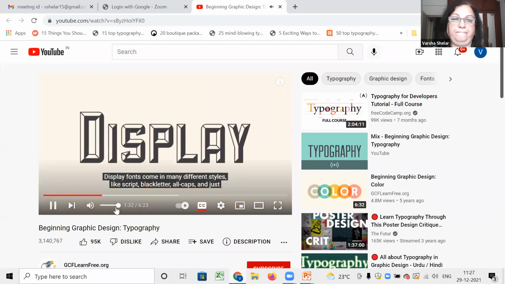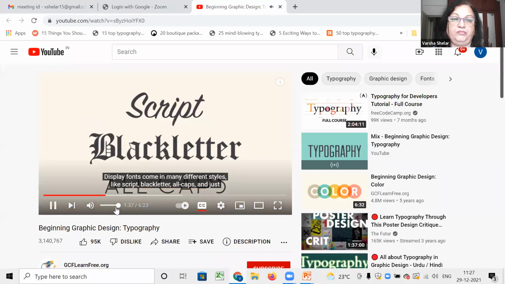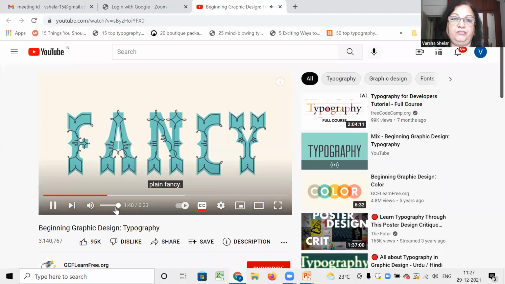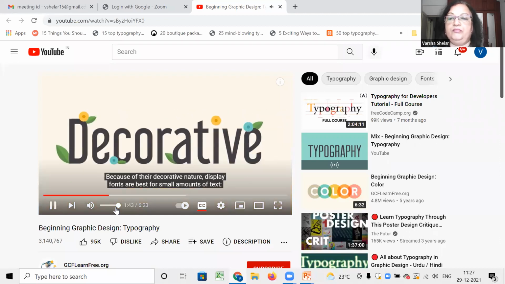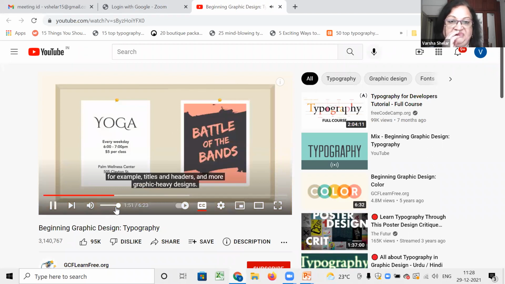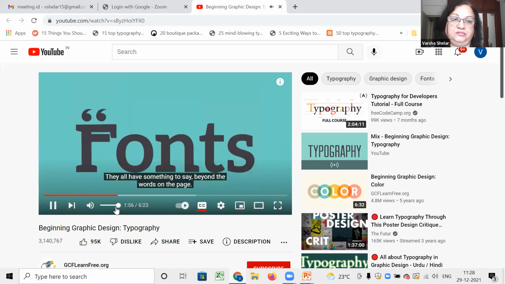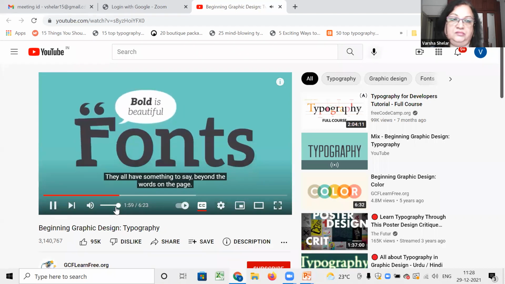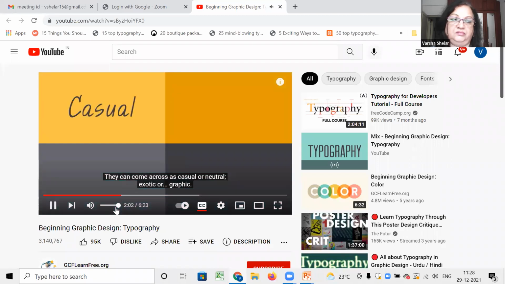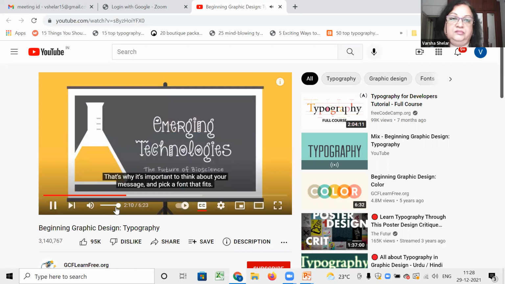Display fonts come in many different styles, like script, black letter, all caps, and just plain fancy. Because of their decorative nature, display fonts are best for small amounts of text, for example, titles and headers, and more graphic-heavy designs. In a way, fonts have their own language. They all have something to say beyond the words on the page. They can come across as casual or neutral, exotic or graphic. That's why it's important to think about your message and pick a font that fits.